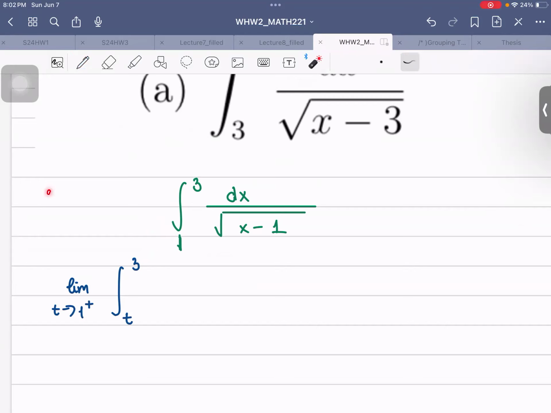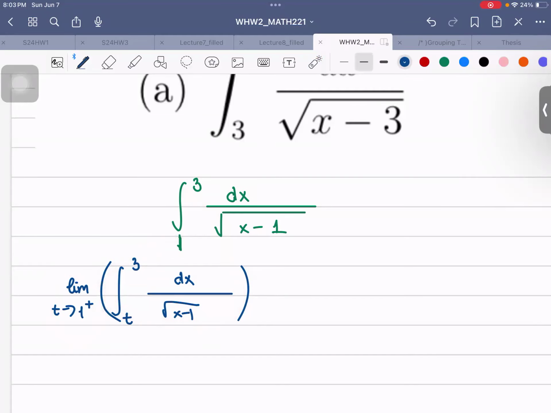I will let t tend to 1 from the right side, because I have 1 and 3, and 1 is the left endpoint. I will let t get close to 1 as much as I can, so t approaches 1 from the right side. Now I have the integral of 1 over x square root of x minus 1. Let's focus on this integration, and once you get the result, we can evaluate the limit as t goes to 1 plus.